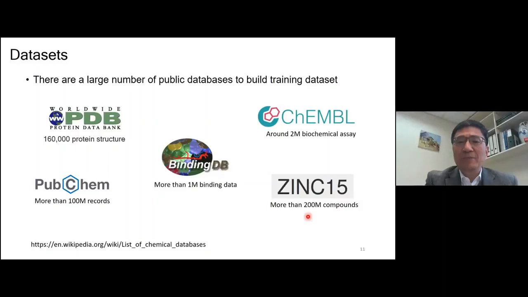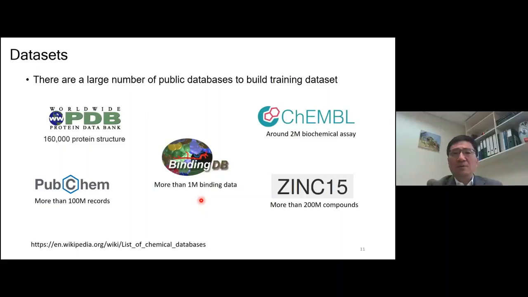It consists of more than 200 million compounds, and BindingDB has more than 1 million binding data. So these are rich sources for deep learning and AI, where you can use certain data in a decent amount of data banks, and then you can use them as a starting point.